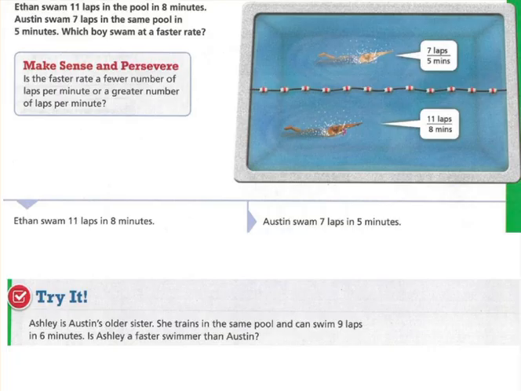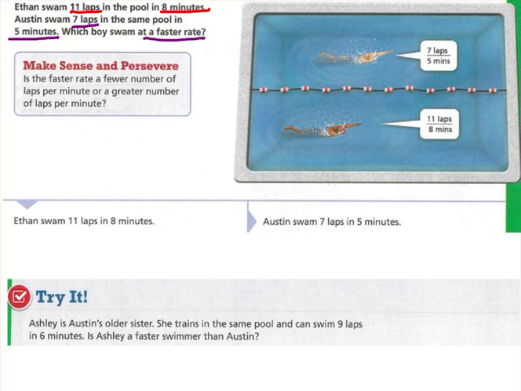So the first problem there is about a swimming pool. We've got two people who are swimming. It says Ethan swam 11 laps in 8 minutes. Austin swam 7 laps in 5 minutes. We want to figure out who swam faster. Well, it's hard to tell because they both swam different amounts of laps in different amounts of time. So that's when it's really hard to compare them together.